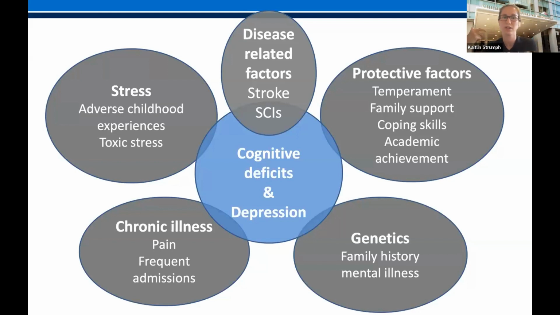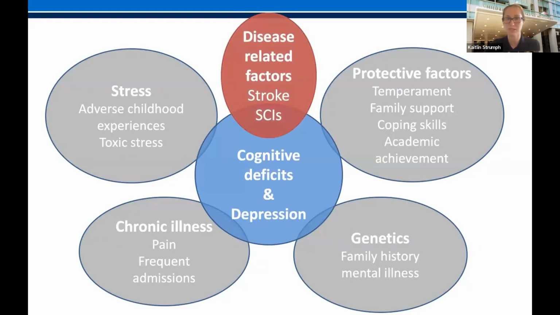So things like stress, adverse childhood experiences, toxic stress, chronic illness in general, whether that's asthma, diabetes, sickle cell disease, having frequent admissions to the hospital because they're out of school all the time, and genetics, so family history of either cognitive deficits or mental illness. Then you have the protective factors: family support, coping skills, the child's academic achievement. And then you have disease-related factors, like stroke and silent infarcts that I was talking about. All of these things go into that. However, as a hematologist, I am best equipped to deal with the disease-related factors. So that's what I'm going to talk about in terms of interventions.